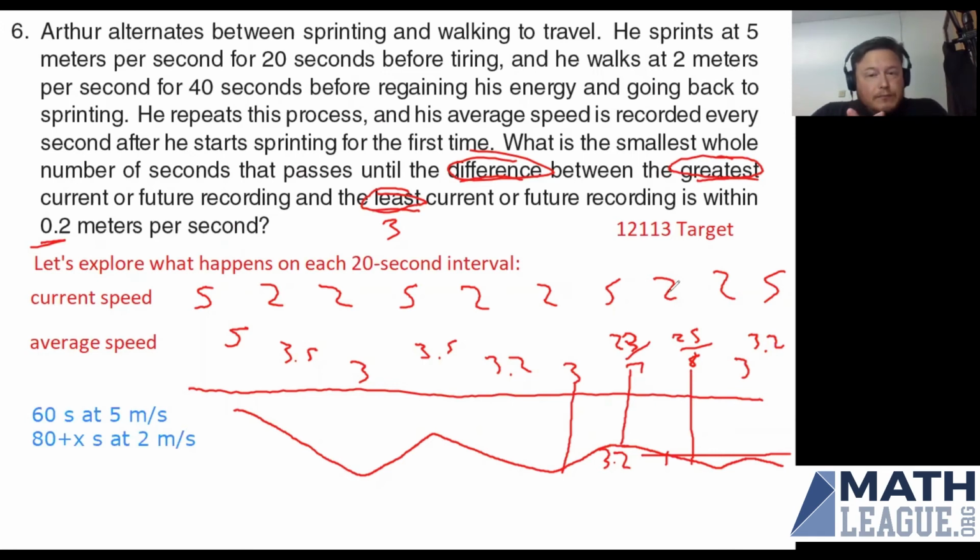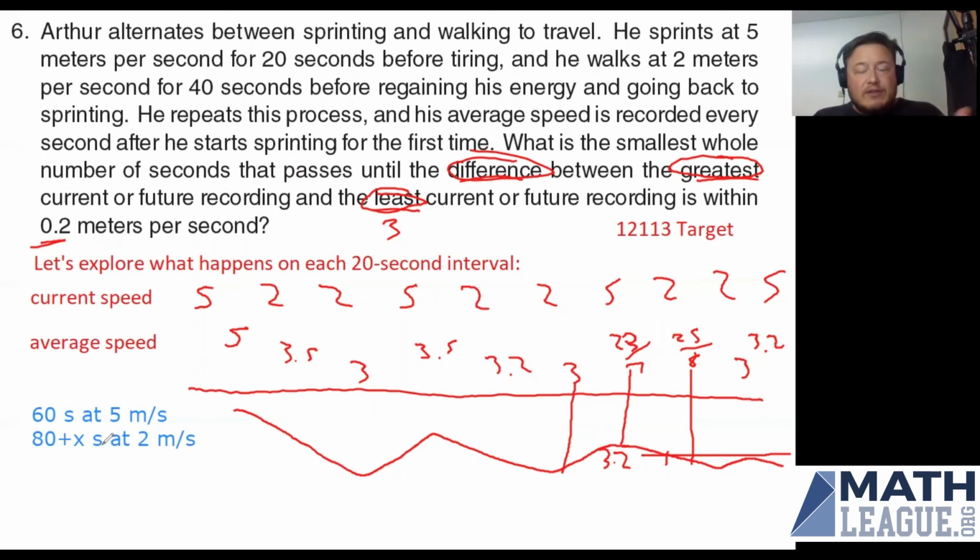Now, if we want to find the overall average up to this point, we're basically measuring X seconds forward from 140. We're going to end up solving for X and we'll have our answer. So we want to know what's going on X seconds after 140. Well, first off, the average speed is going to be distance divided by time. Total distance is going to be 60 seconds times 5 meters per second. That's 300 meters, plus 80 plus X seconds at 2 meters per second. That gives us 160 plus 2X meters.